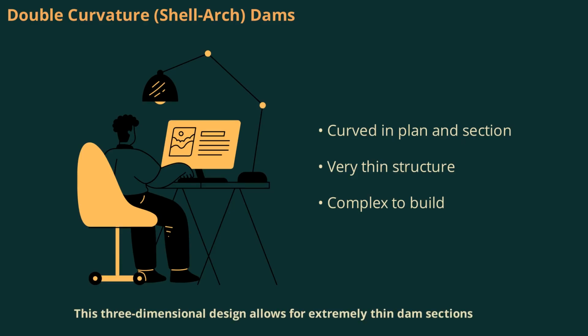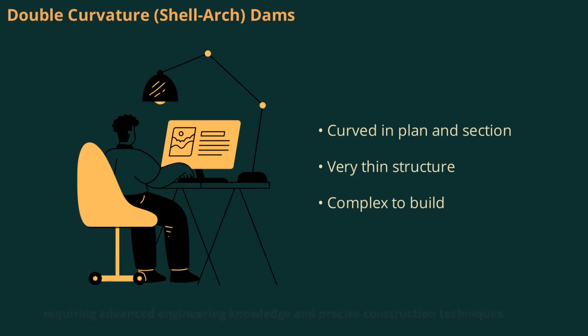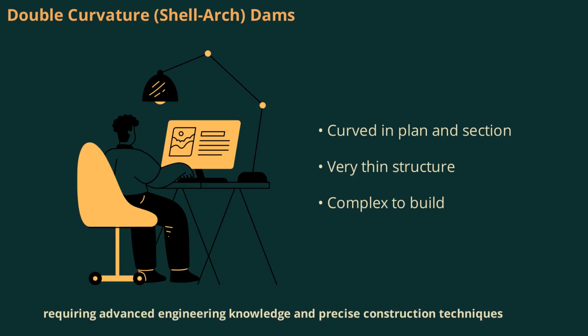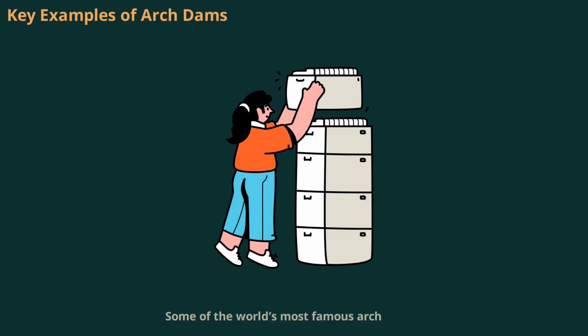Double curvature or shell arch dams are curved both in plan and in section, forming a shell-like structure. This three-dimensional design allows for extremely thin dam sections, making them the most economical in terms of concrete usage. However, the design and construction are highly complex, requiring advanced engineering knowledge and precise construction techniques. Examples include the Vajont Dam in Italy and the Idukki Dam in India, both known for their slender profiles and impressive heights.